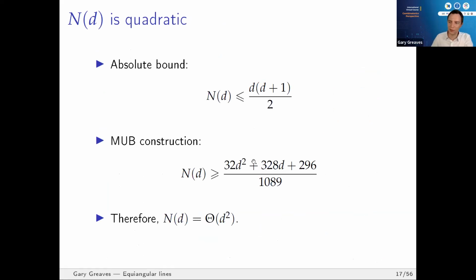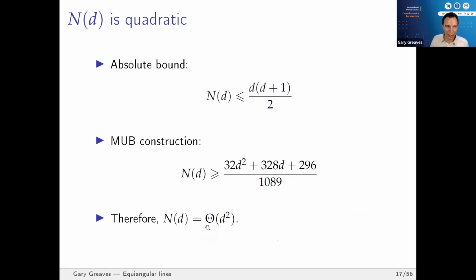So we can summarize what we've seen so far. We've seen a quadratic upper bound for n of d, and we've seen a quadratic lower bound, and so therefore we know asymptotically that the behavior of this function is quadratic.